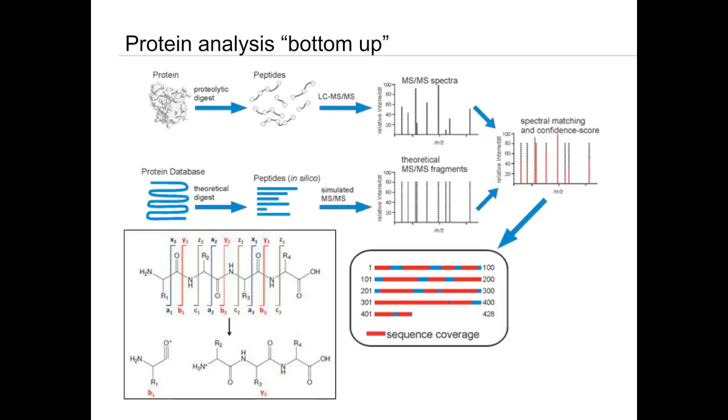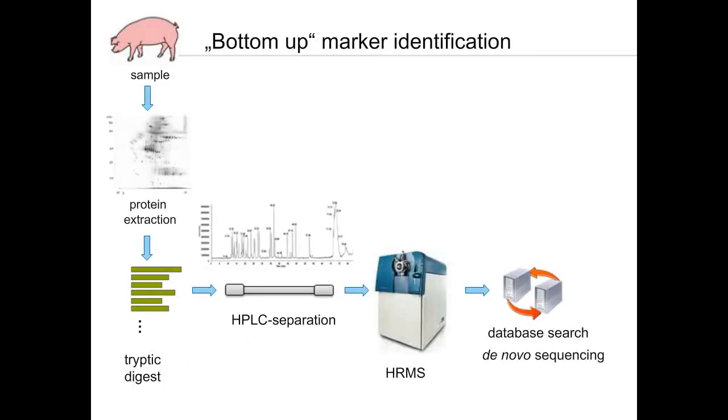And as the proteolytic digest and the MS-MS fragmentation are reproducible and predictable, you can use protein databases to perform a theoretical digest, ending up in silico peptides, theoretical peptides. You can then perform simulated MS-MS experiments, ending up in theoretical MS-MS spectra. And you can then compare the experimental data with the theoretical data, and by statistical means such as spectral matching and confidence scoring, you can with statistical confidence then identify your peptides, and from these data then also identify your marker peptides. And this is basically what we have done.